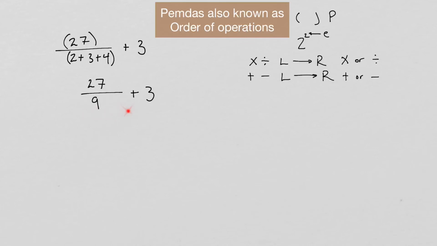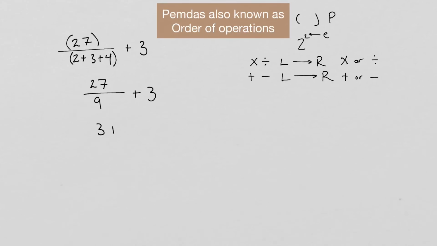Okay, now going from left to right, we're going to do our division before we do this addition. So 27 divided by 9 gives us 3, plus 3. 3 plus 3 equals 6.